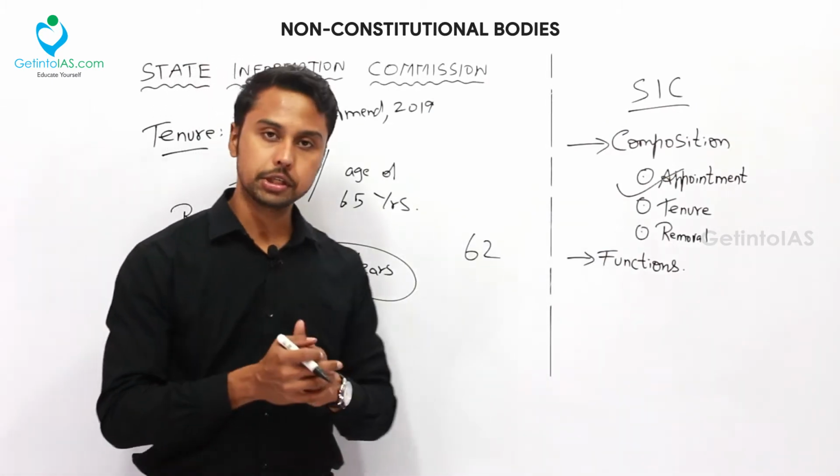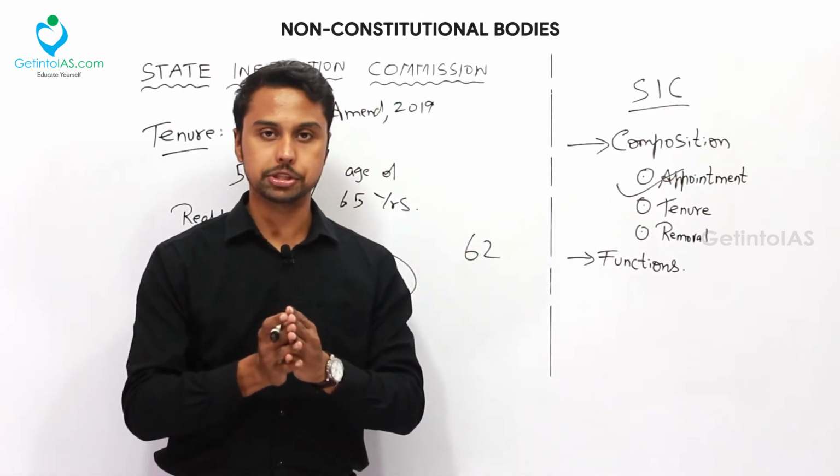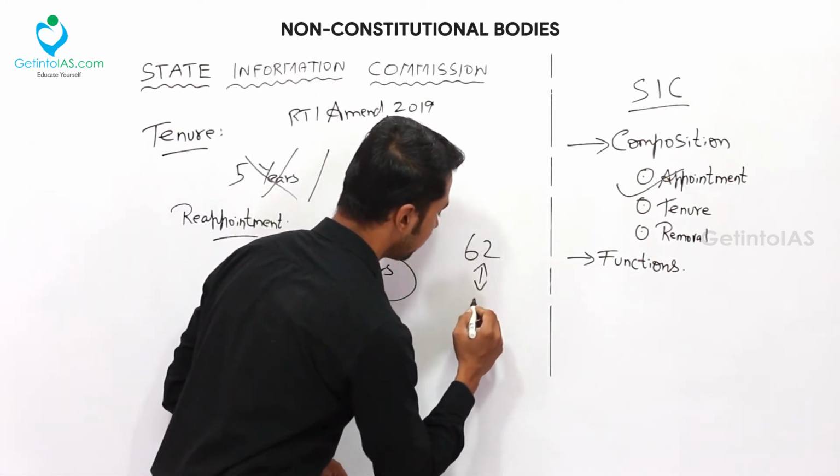At the age of 62, I became the State Information Commissioner. I was in the office for 3 years.